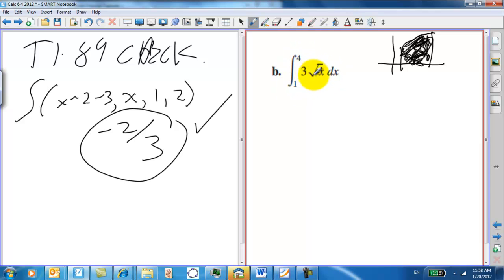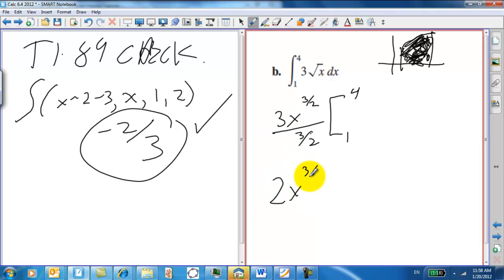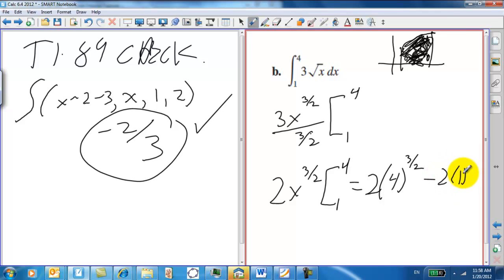We have to do the antiderivative of 3 square root of x. And remember, this is x to the 1/2. So it's going to be 3x to the 3/2 divided by 3/2 evaluated from 1 to 4. So I'm going to simplify this a little bit here. The 3's cancel, and we get 2x to the 3/2 from 1 to 4. So we put 4 in. 2 times 4 to the 3/2 minus 2 times 1 to the 3/2. 4 to the 1/2 is 2, so 16 minus 2, I'm getting 14.